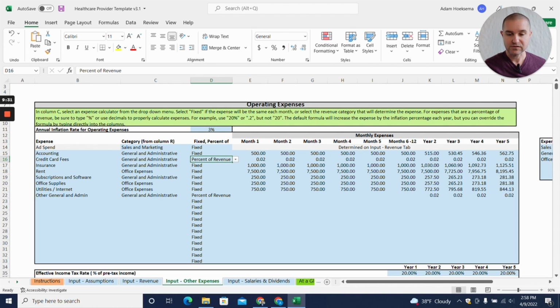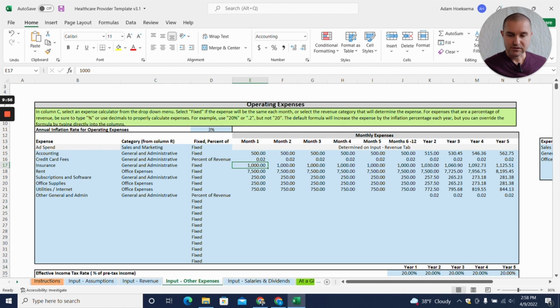But credit card fees, if you have patients paying with credit card, as an example, that might be 2% of revenue for that credit card processing fee. And so if you enter it in as 0.02 and select percent of revenue, then the template's automatically going to calculate what that credit card processing fee expense should be each month and enter that in for you.